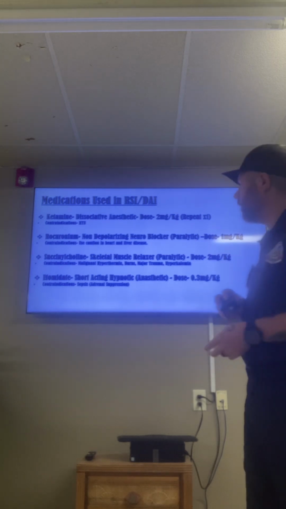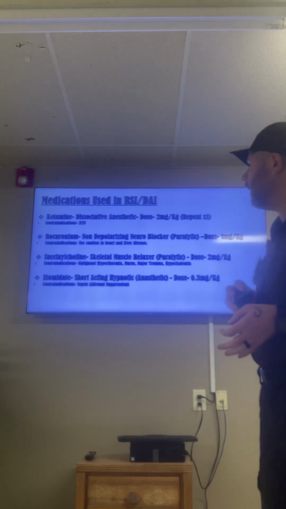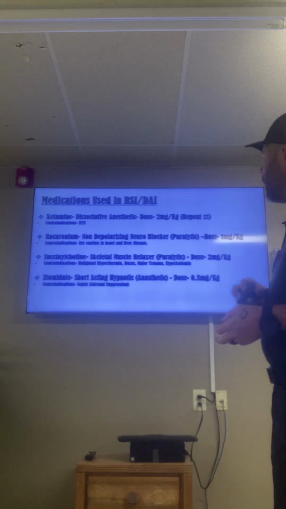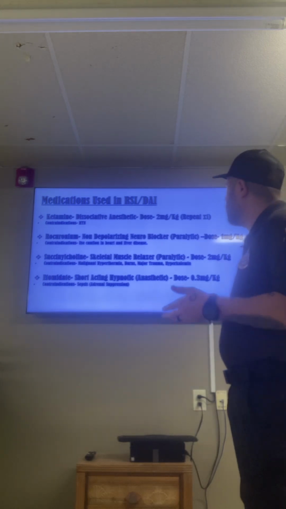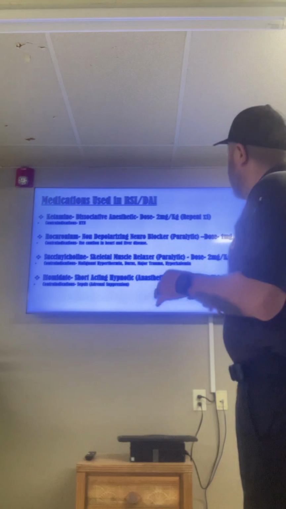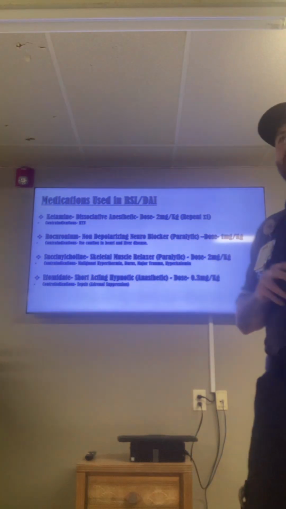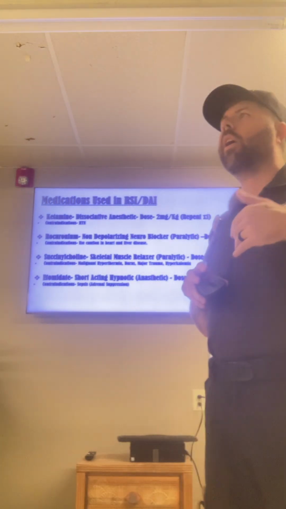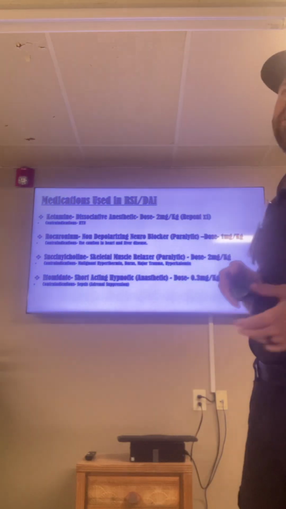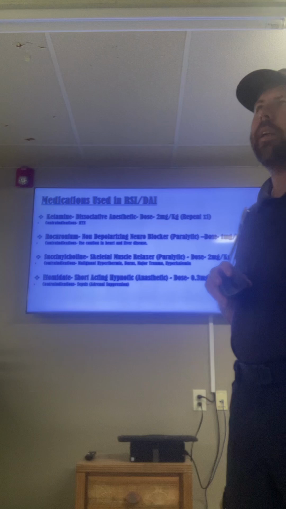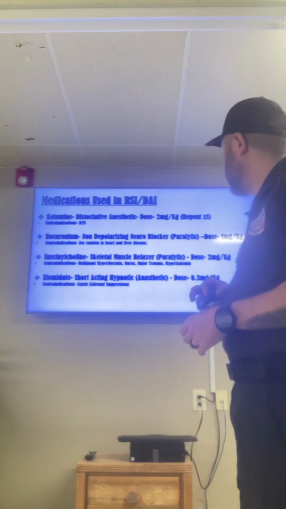For this particular medication, your dose is 1 mg per kg. Your contraindications: use caution in heart and liver disease. Now, a lot of these contraindications aren't necessarily contraindications, they are cautionary. Make sure we're keeping an eye on some things if we're giving this medication.